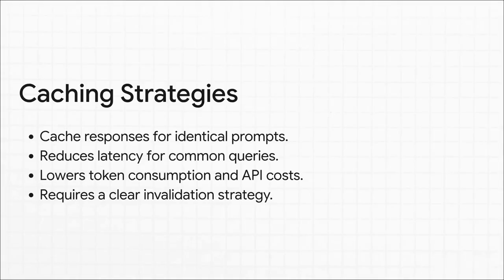Just think about it for a second. How many of your users are probably going to ask the exact same or very similar questions? By caching those AI responses, you get two huge benefits. First, for all those common queries, your app feels lightning fast. And second, you are directly lowering your API bill because you're not paying to calculate the same answer over and over again. It's a total win-win.